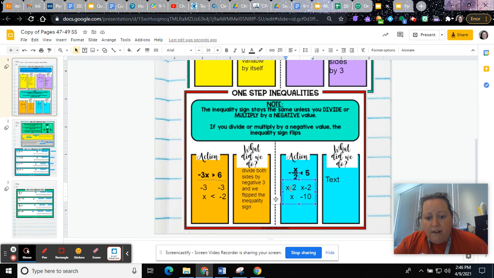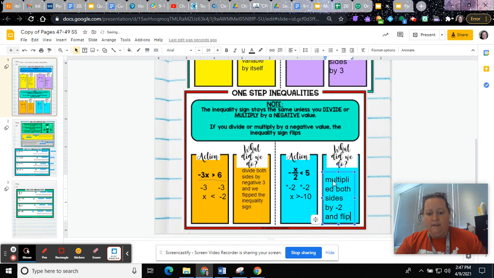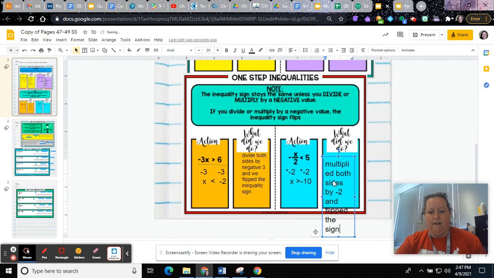I don't want to use this, that looks like an x. I'm going to use the star instead. That looks more like times negative 2. We need to flip the sign because we multiplied by negative 2. So since it was a less than, now it's going to be a greater than. So what did we do? Multiplied both sides by negative 2 and flipped the sign.